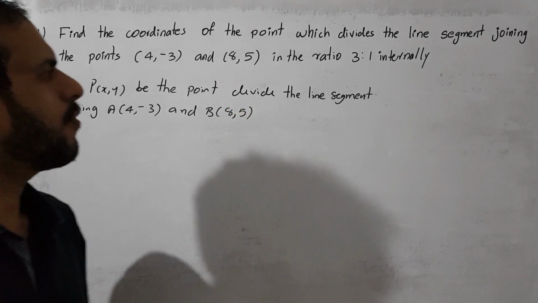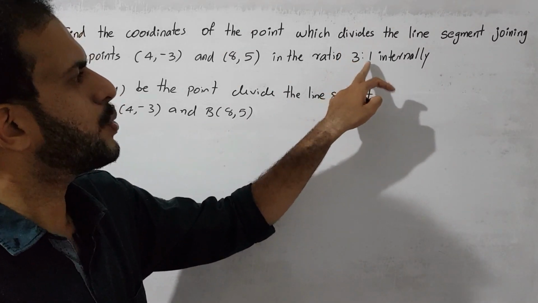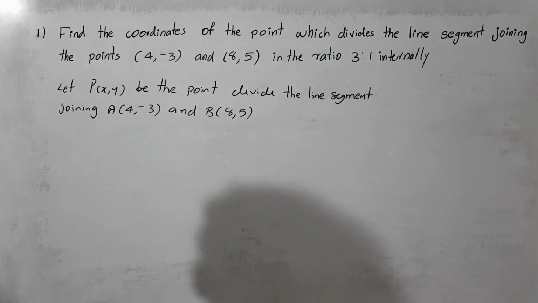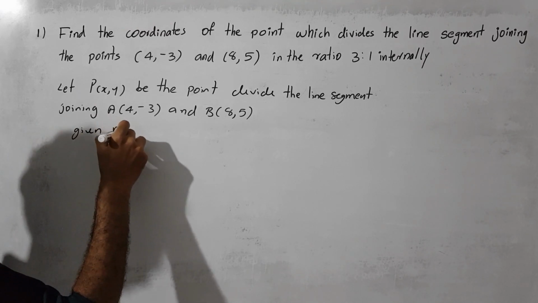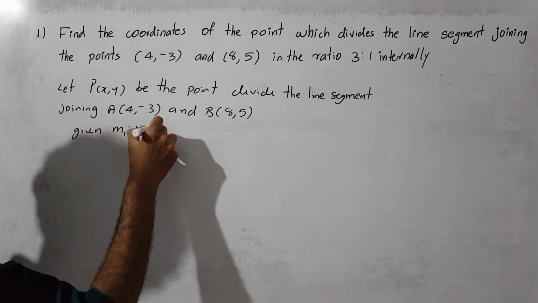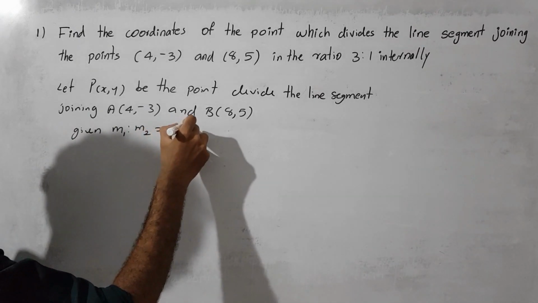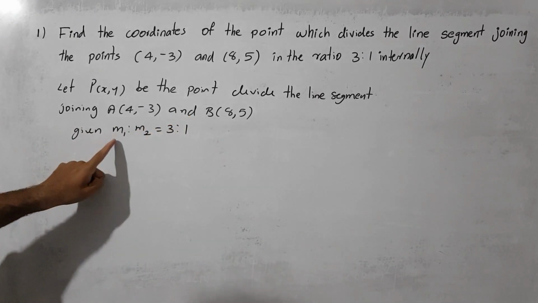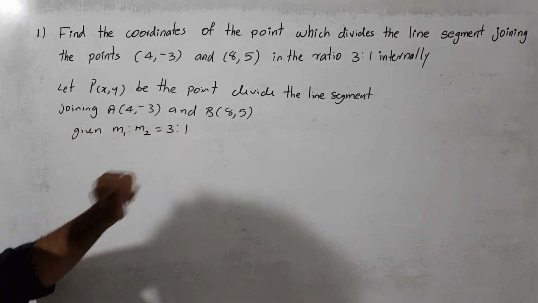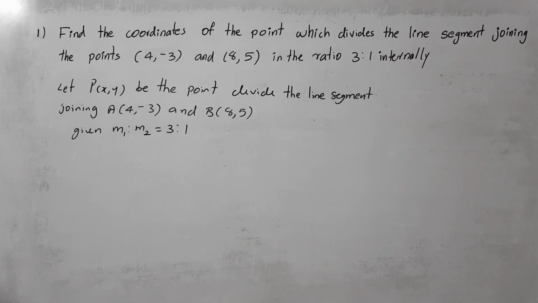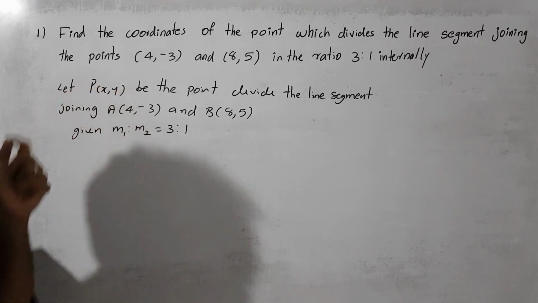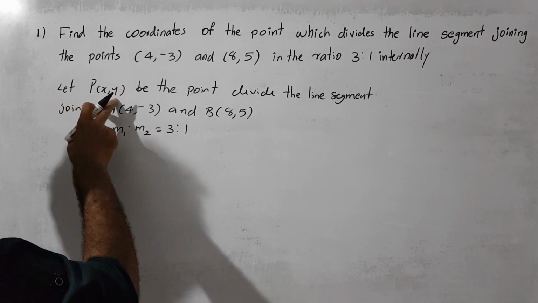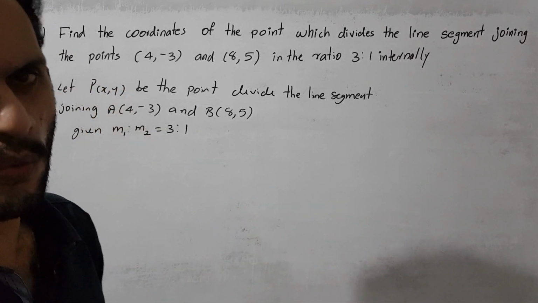What is the value of m1 is to m2? M1 is to m2 is equal to 3 is to 1. So the value of m1 is 3, value of m2 is 1. So what is the question? The question asks to find the coordinate of point P. That means we want to find the value of x and y.